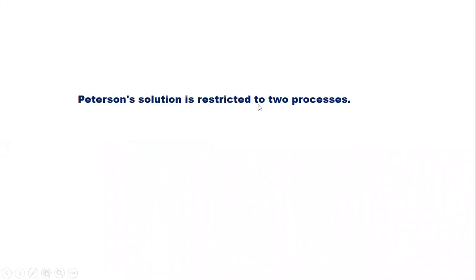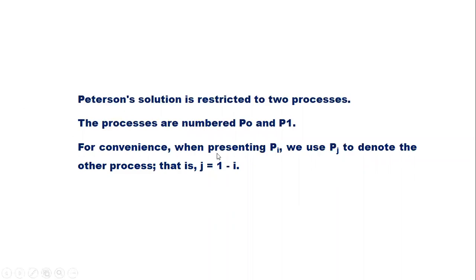Peterson's solution is restricted to two processes. The processes are numbered P0 and P1. For convenience, when presenting Pi, we use Pj to denote the other process. That is, j equal to 1 minus i.